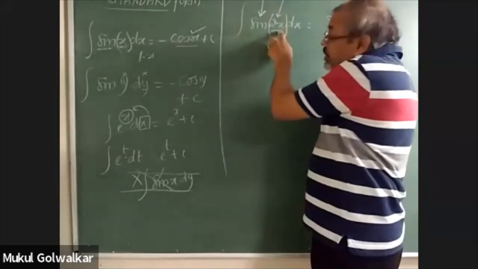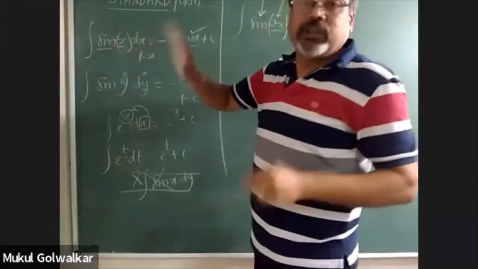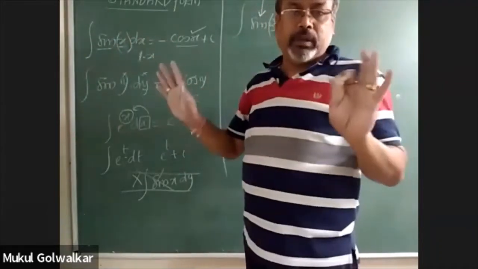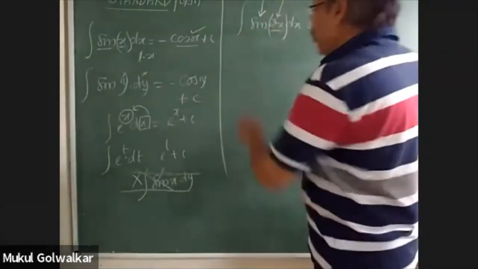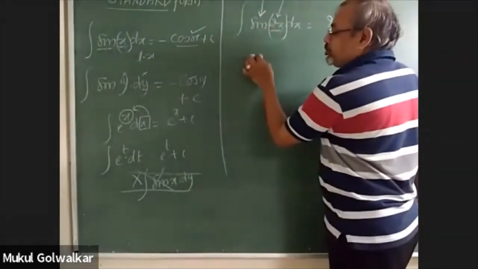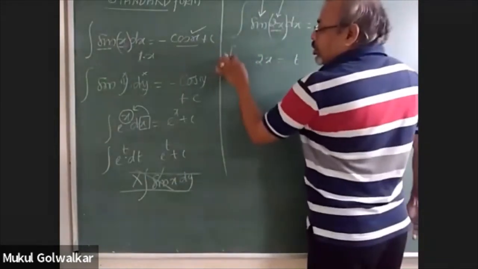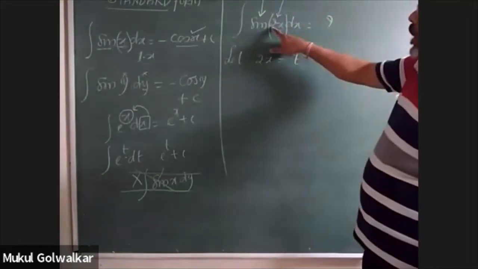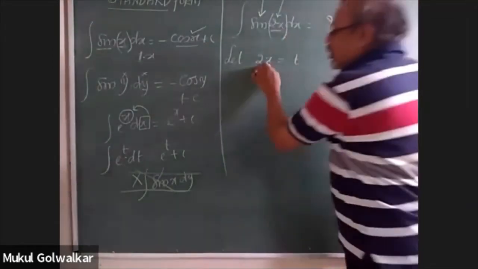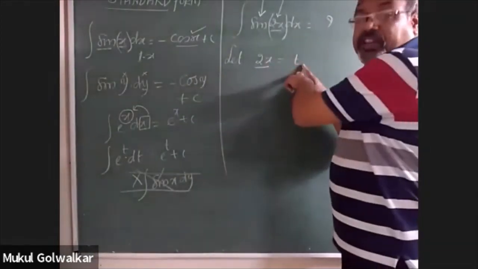So this difference between the given function and the standard function has to be removed. For removal of this particular difference, we are using the substitution 2x is equal to t. Now you see what is happening. That 2 times the variable x, I am trying to write it in terms of new variable t.